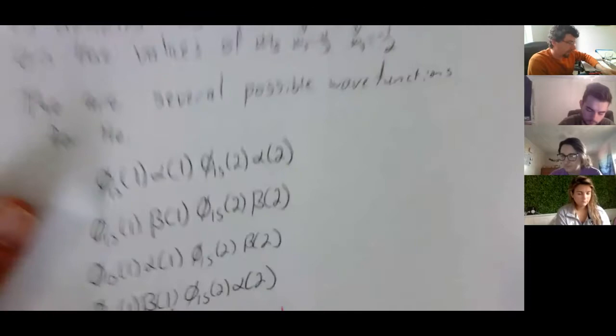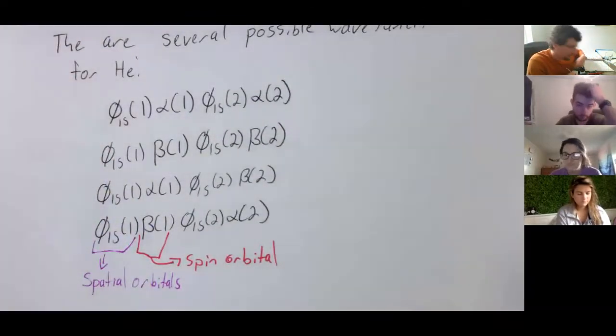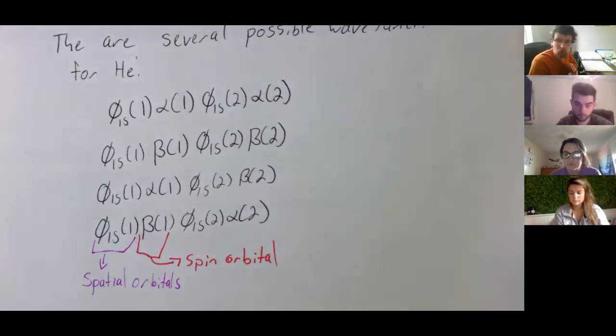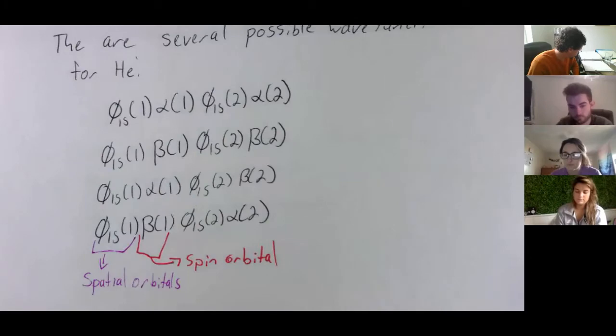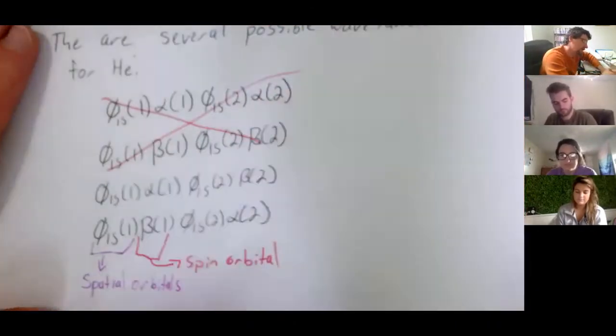So therefore, when we look back at this set, which ones are we going to ignore? The ones that are the same. Yeah, when you say the same what? The same spin. Yep. So these first two, they're garbage. Get them out of here.